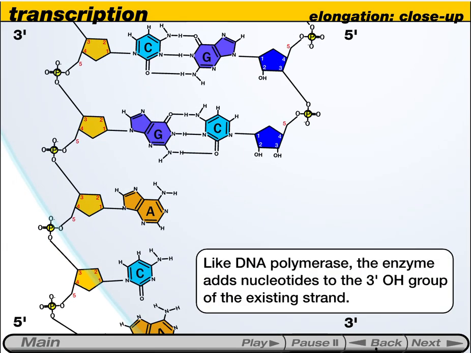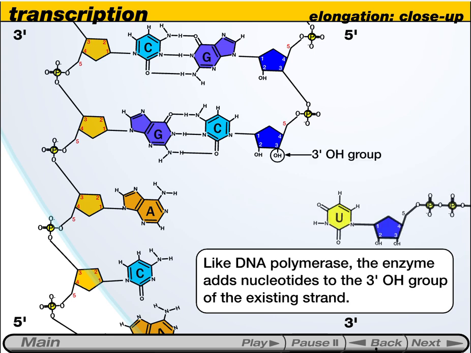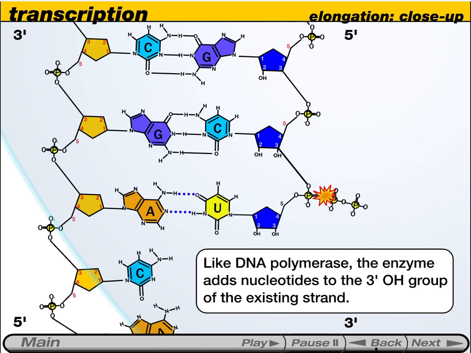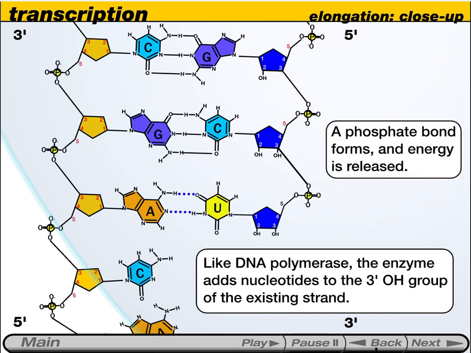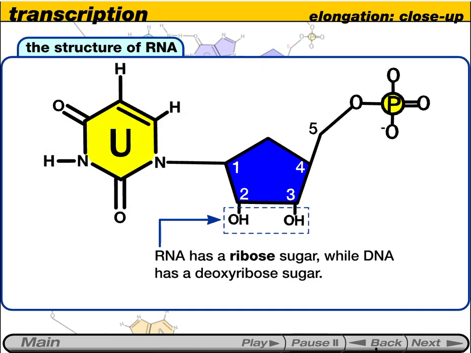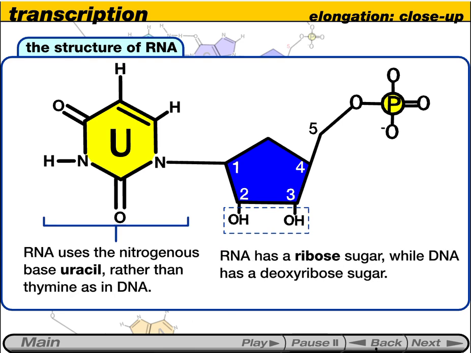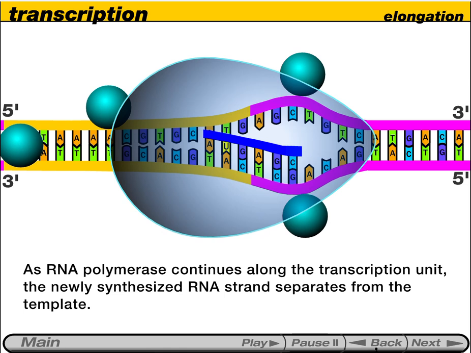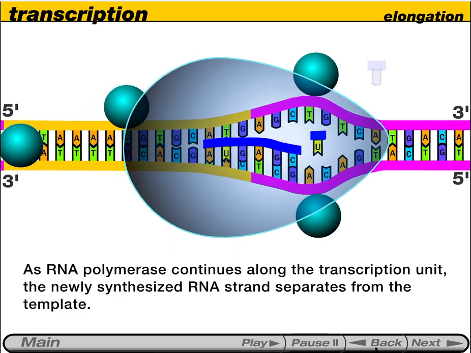Like DNA polymerase, the enzyme adds nucleotides to the 3' OH group of the existing strand. A phosphate bond forms and energy is released. RNA has a ribose sugar, while DNA has a deoxyribose sugar. RNA uses the nitrogenous base uracil rather than thymine as in DNA. As RNA polymerase continues along the transcription unit, the newly synthesized RNA strand separates from the template.